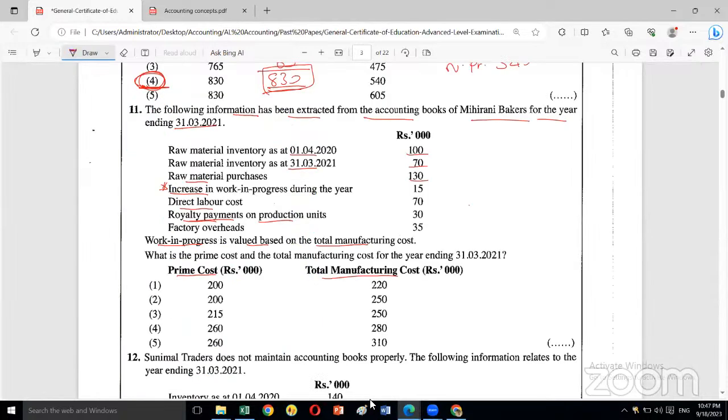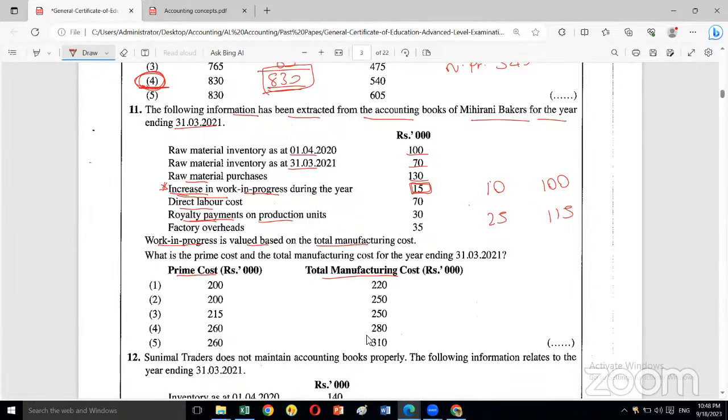Baba, do I know the opening and closing work in progress? No, but they gave you an idea. See this? An increase in work in progress means the closing work in progress is increased by 15,000 over the opening. Assume I put 10,000 for opening work in progress, closing work in progress should be how much? 25,000. If I put 100,000 as the opening work in progress, closing should be how much? 150,000. So that is the meaning of this.